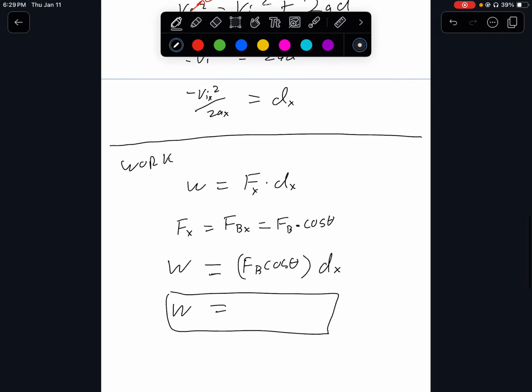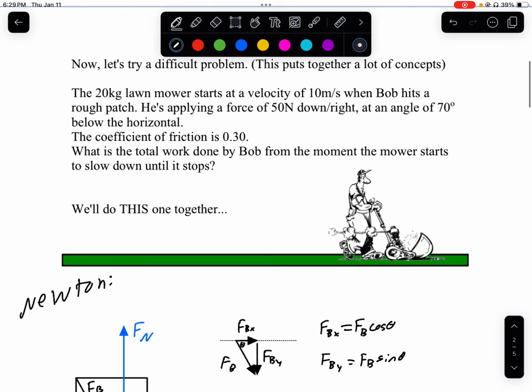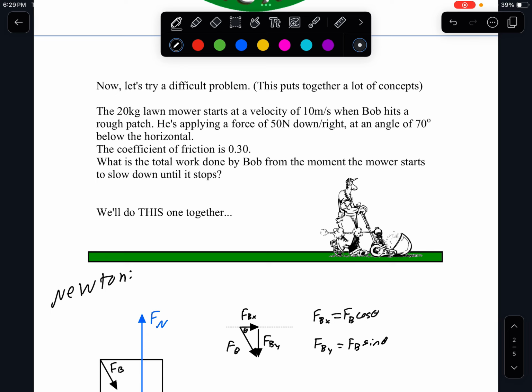As far as the numbers go, they're all just sitting right here. I don't want to bother going through all the substitution; I'm going to leave that for you. The initial velocity is given as 10 meters per second. The lawnmower has a mass of 20 kilograms. Bob's applying his force of 50 newtons down and to the right at an angle of 70 degrees below the horizontal. The coefficient of friction is 30, which would be our kinetic coefficient, by the way. Then we ask, what is the total work done? Now we have everything that we need, so it's just an exercise in plugging and chugging.